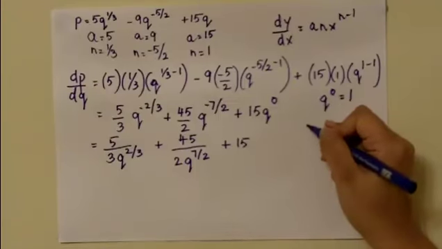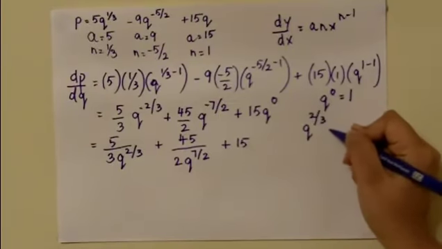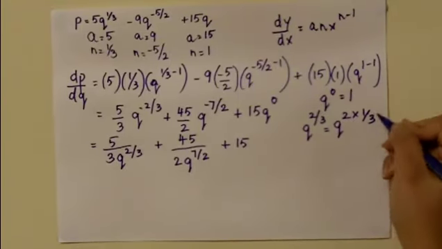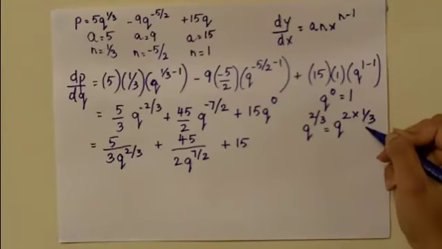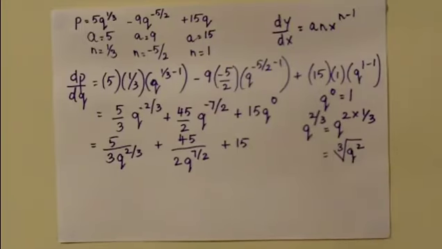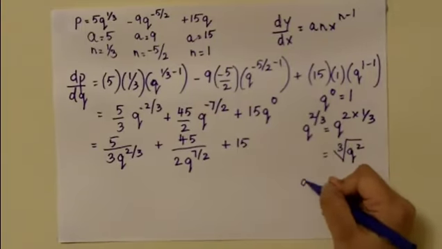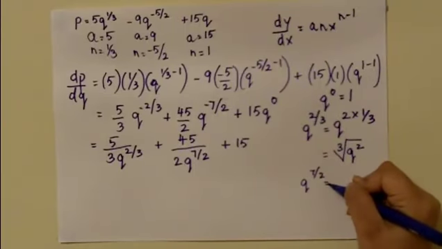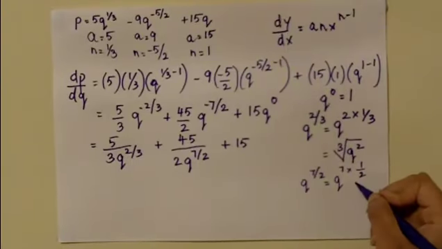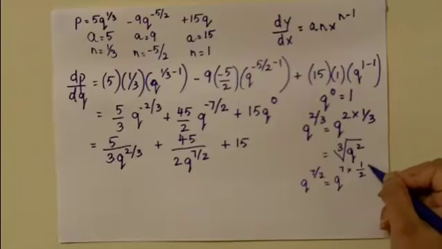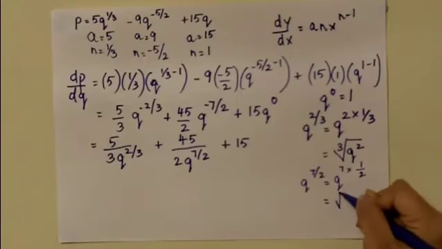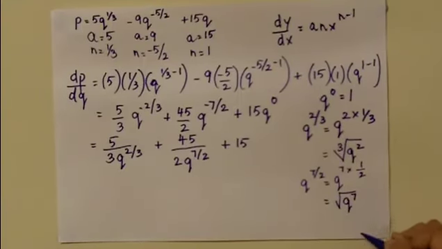Now q to the power of 2 over 3 is equal to q to the power of 2 times 1 over 3. 1 over 3 in the power means cube root. So therefore it is cube root of q squared. And also q to the power of 7 over 2 is equal to q to the power of 7 times 1 over 2. Half means square root when it is in the power. Therefore, it is square root of q to the power of 7.